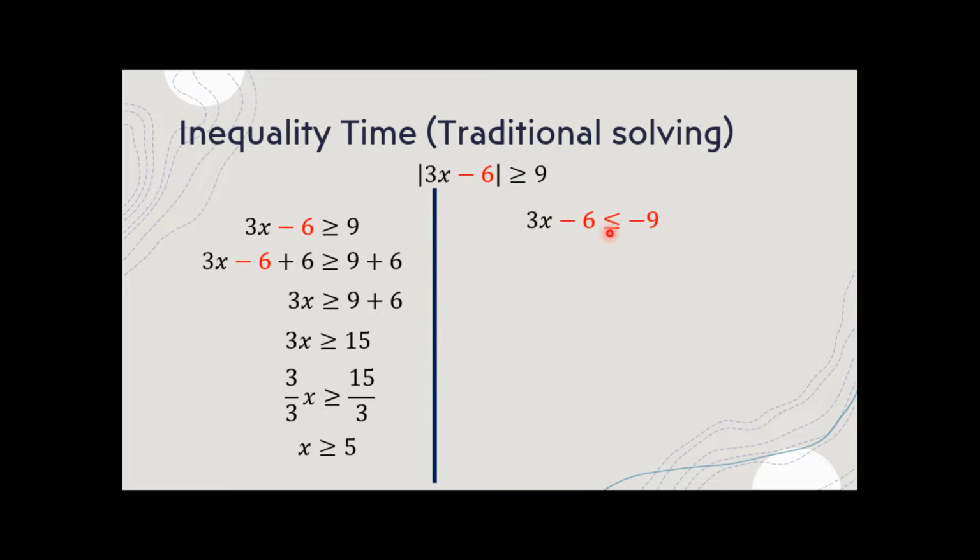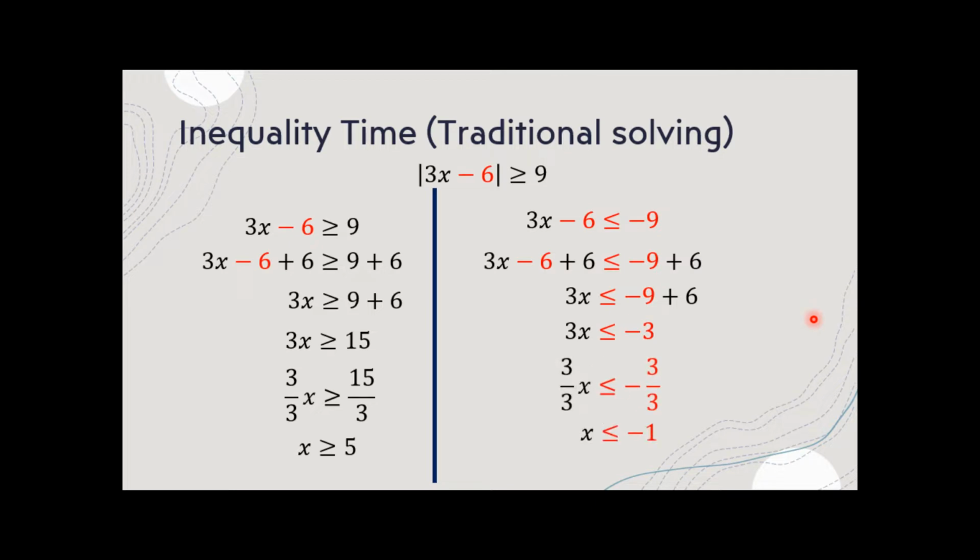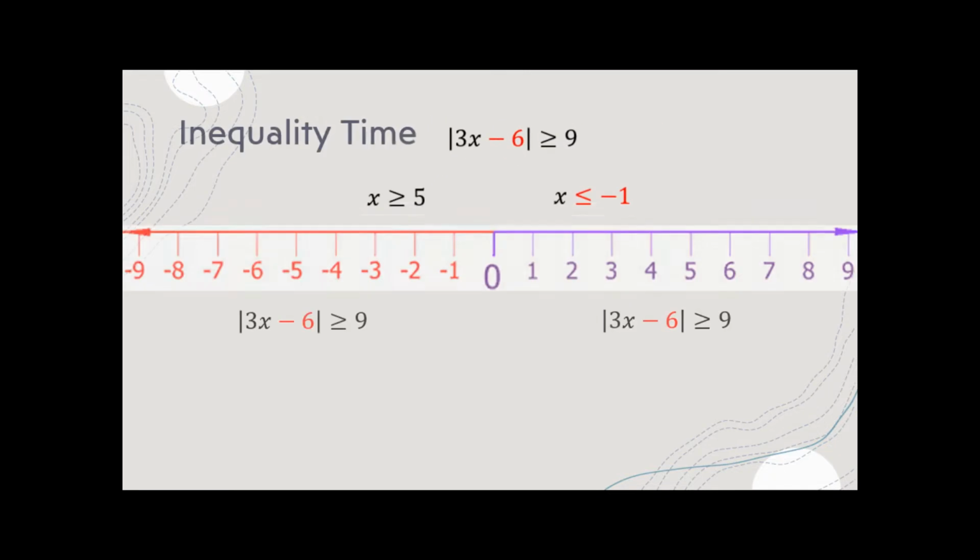So now we have to flip that inequality when we look at the negative value. Okay. So what we're going to do now is, again, add the 6. So follow the same step here to both sides. So we have 3x is less than or equal to negative 9 plus 6. Well, we can simplify that side and get a negative 3. Divide both sides by 3. And we'll get x is less than or equal to negative 1. All right. From here, we have both our solutions. So let's go ahead and work with that a little bit.